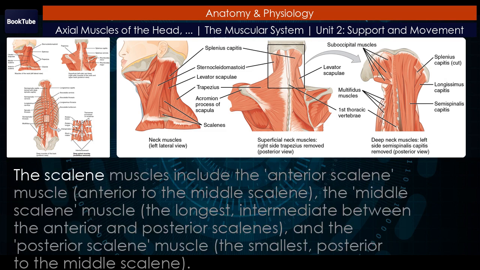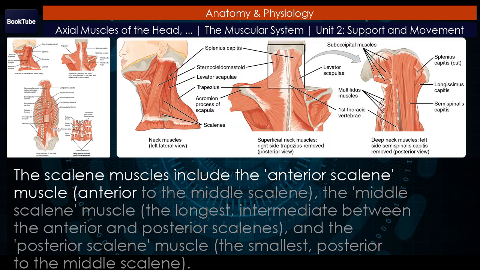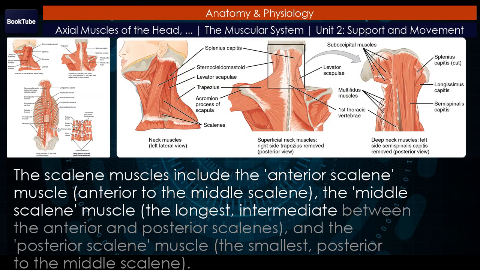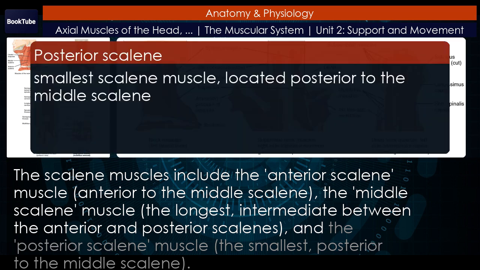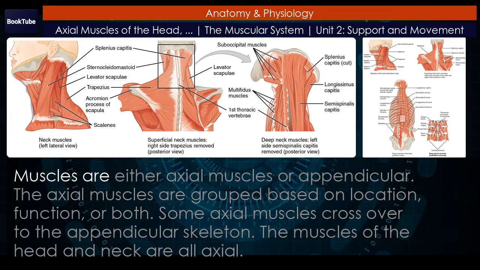The scalene muscles include the anterior scalene muscle, anterior to the middle scalene, the middle scalene muscle, the longest, intermediate between the anterior and posterior scalenes, and the posterior scalene muscle, the smallest, posterior to the middle scalene. Chapter review. Muscles are either axial muscles or appendicular.